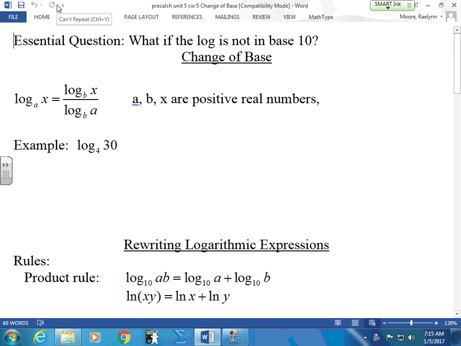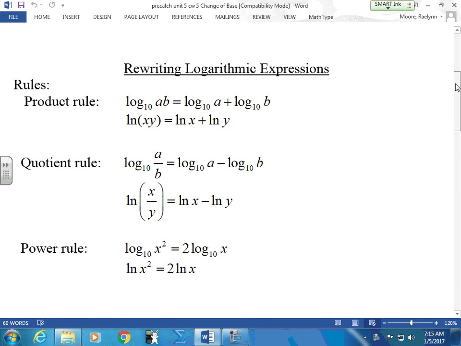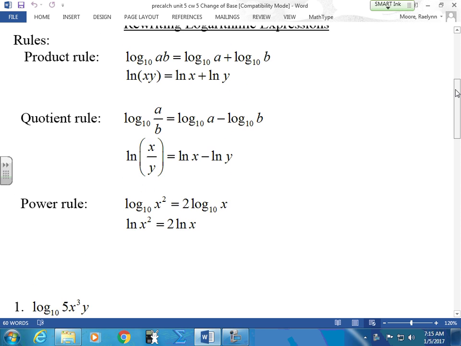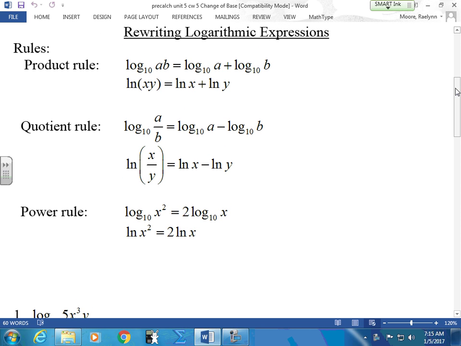All right, so we went through this part, and we got as far as we went through all the rules where everybody was comfortable with the rules. Logs are exponents, so think of your exponent rules. When you multiply like bases, you add the exponents. Oops, sorry.